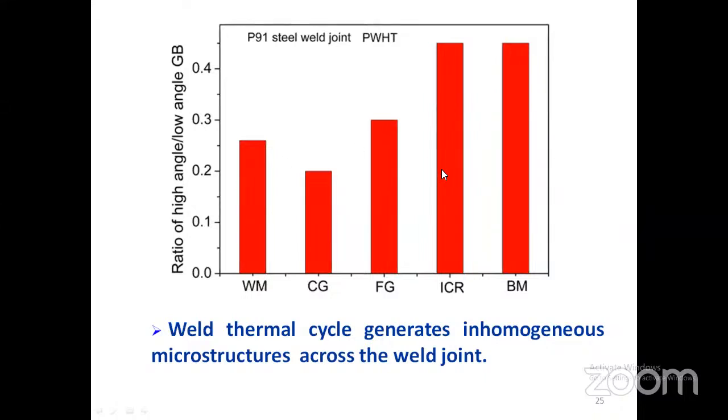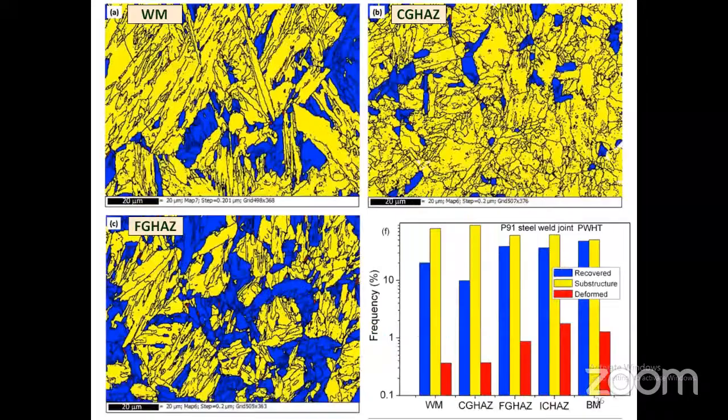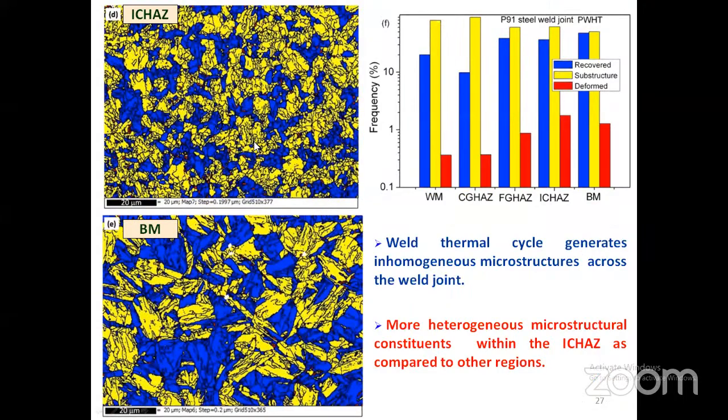The low angle boundaries allow slow diffusion, and at high angle boundaries fast diffusion occurs, which leads to more damage, whereas the intercritical region also has more high angle boundaries generated during the welding process. Here the microstructure is further classified: the yellow color is the substructure, the retained base metal structure. The blue color says that during welding, it got recovered and softened. The red color is the deformed structure, where strain exists at the interface between the precipitate and the matrix.